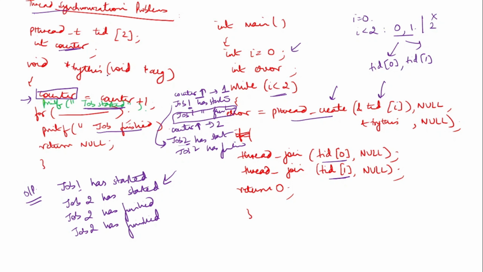So the problem is the wrong value of this counter variable here. Now how can we solve this problem? So the idea is how to solve this particular problem. In order to solve it, we'll be using the mutex lock. So mutex is what? It is a lock that we set before using a shared resource.